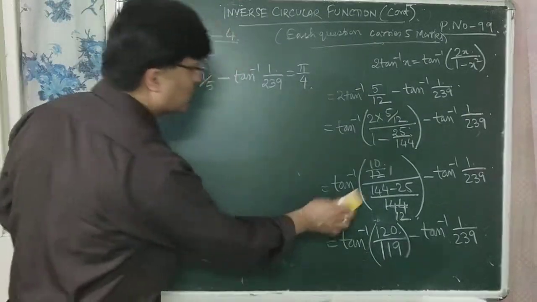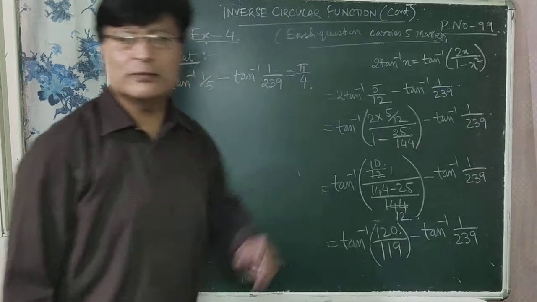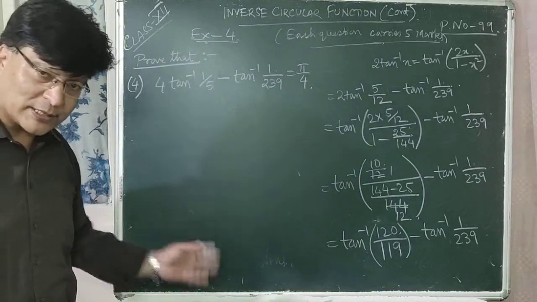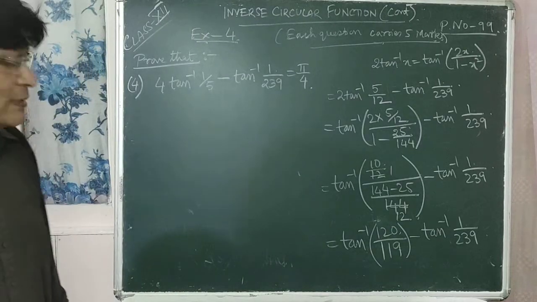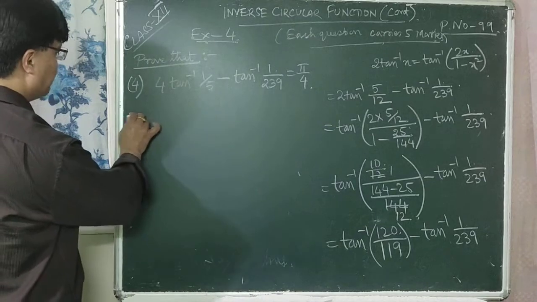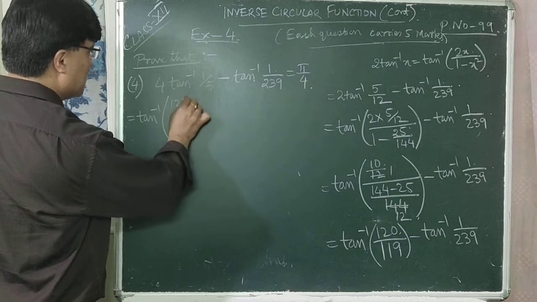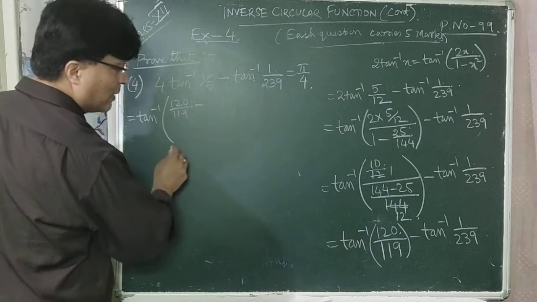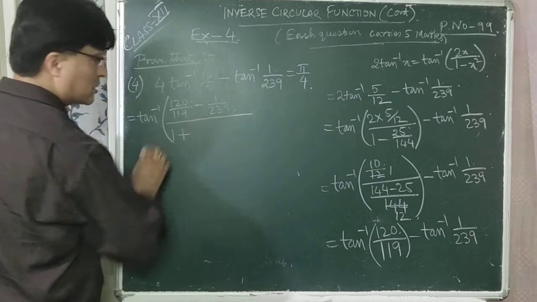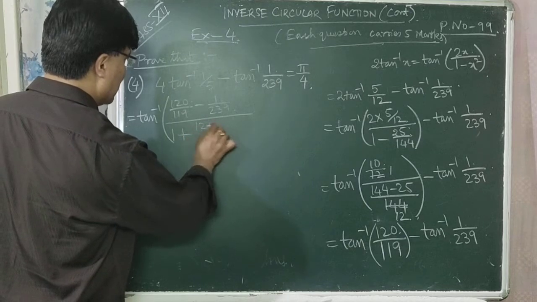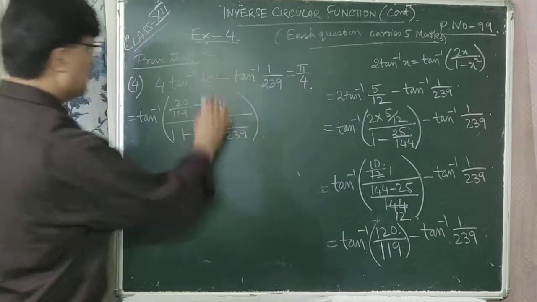Now next, what is the formula again that you can use here? It is tan inverse x minus tan inverse y. First one is tan inverse x, second one is tan inverse y. That means you can use the formula of tan inverse x minus tan inverse y. So let us use the formula. Tan inverse within bracket, what is x minus y in this case? 120 by 119 minus 1 by 239 whole divided by 1 plus xy. What is xy? 120 by 119 into what is y? 1 upon 239, right?